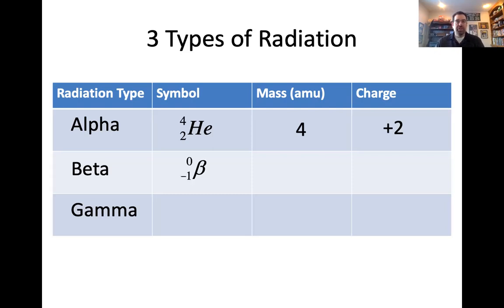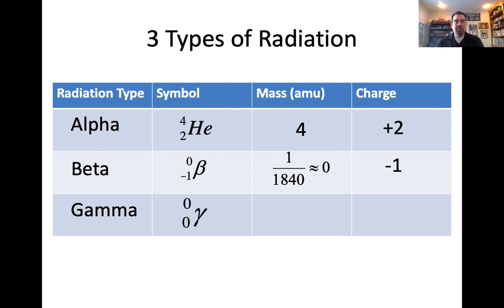Beta particle uses this symbol. So it's the Greek symbol beta. 0 at the top because the mass of the particle is basically negligible. -1 at the bottom because a proton comes from a neutron, or a neutron turns into a proton. So the mass is approximately equal to 0. And a beta particle is like an electron. It's not an electron, but it's like an electron. And so it's got a -1 overall charge.